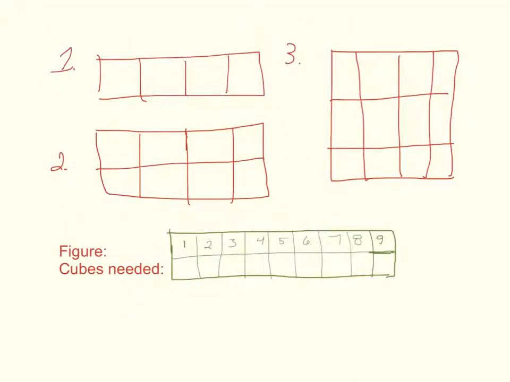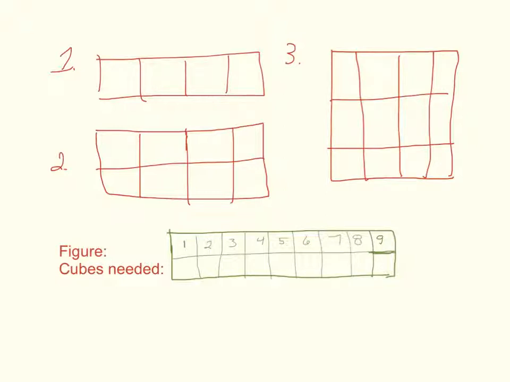Diving a little bit more in depth into this, I want you to look at the boxes that we have here. We have figure number 1, 2, and 3. Figure number 1, ladies and gentlemen, is a row of 4 boxes, and figure number 2 is a row of 8 boxes, and figure number 3 is a row of, well, that would be 12 boxes.